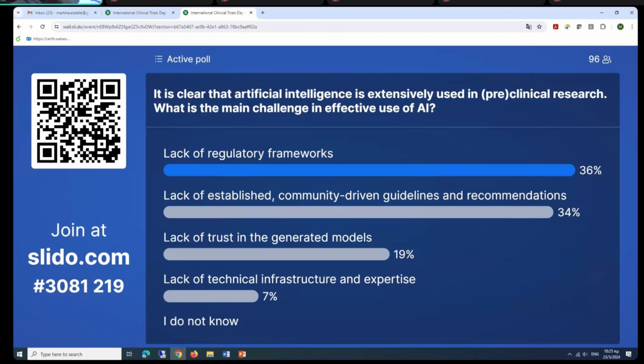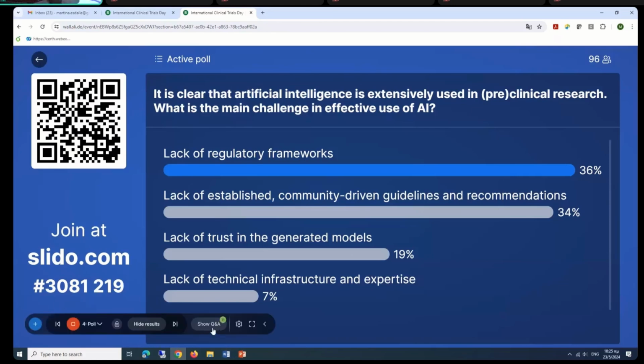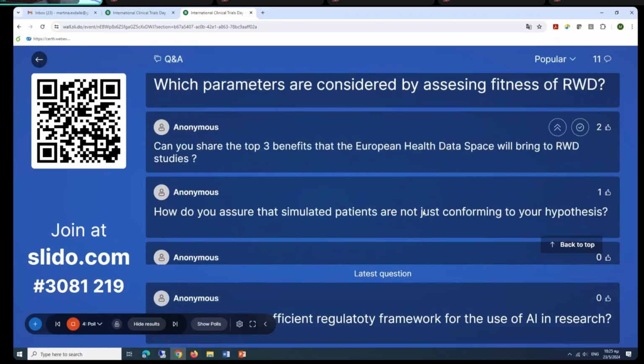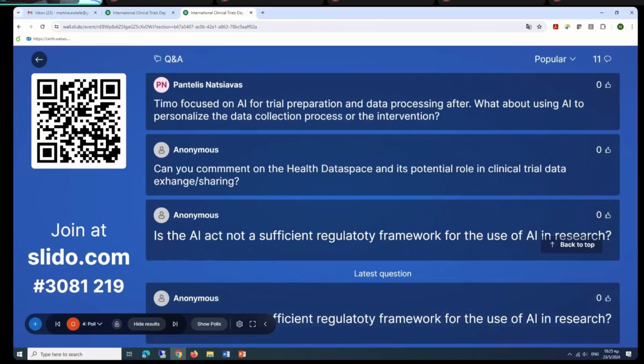Nadia, I'm over from Sanofi. On that very thing, you mentioned also frameworks, and there is a question, Timo, you may want to answer that. Is the AI Act not a sufficient regulatory framework for the use of AI in research?